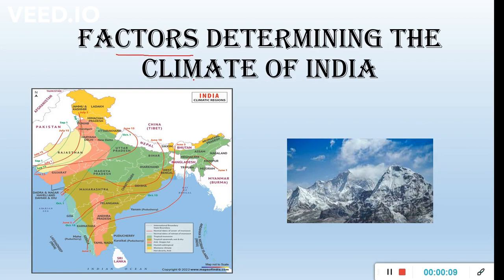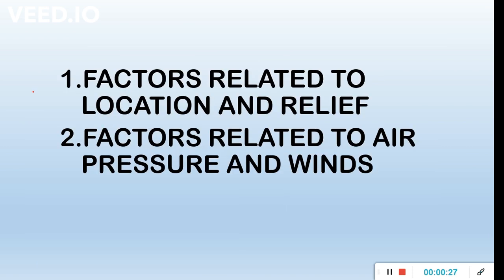Today we are going to study the factors determining the climate of India. First of all, let us quickly revise the meaning of the word climate. Climate is the average weather conditions of a place, and usually the time period of the recorded weather conditions is 30 years. Now, let us move to the next slide. There are mainly two factors which determine the climate of our country. The first is factors related to location and relief, and the second is factors related to air pressure and winds.